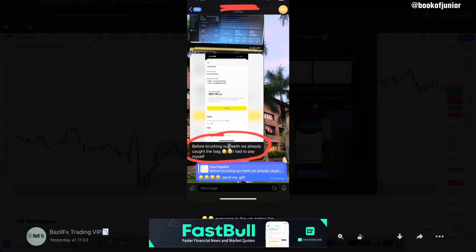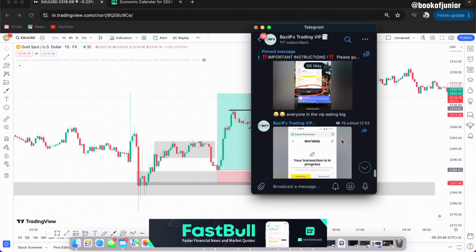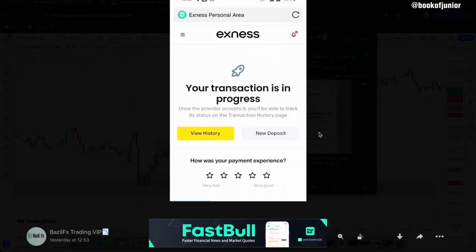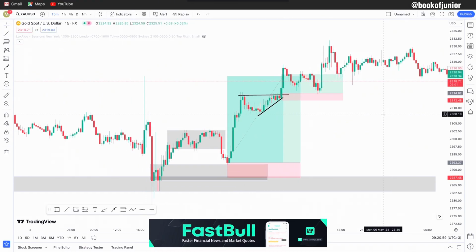Look at this. Before brushing our teeth, we already caught the bag. I had to pay myself. As you can see, guys, literally everyone paid themselves out in Xness. So that's how we were able to secure this nice trade, guys, this one right here.